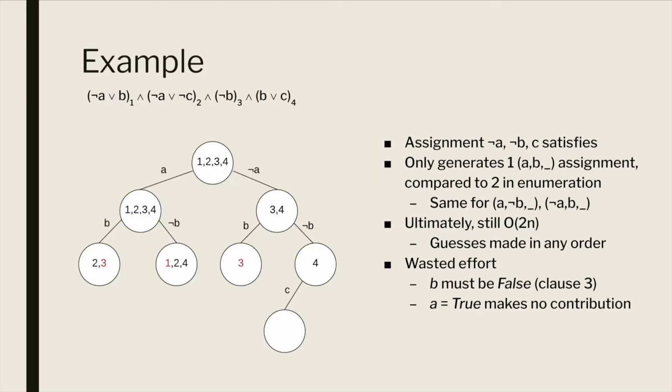Here we see an example of naive guess and backtrack being run over a Boolean formula, and we eventually find a satisfying assignment: not A, not B, C. In doing this, we notice that we have certain savings over enumeration, where some unsatisfying assignments are never generated, but we also notice a lot of wasted effort. For example, clause 3 enforces that B be set to false if we have a hope of satisfying the formula. Yet we still spend 2 guesses setting B to true. We also have an entire branch where A is set to true, but A never appears as asserting in the formula, so this branch makes no contribution to satisfying any clause.